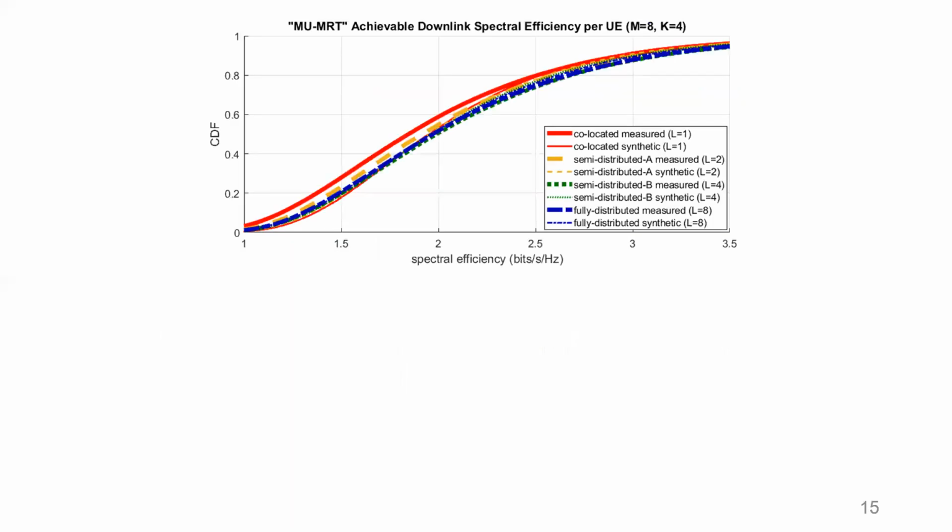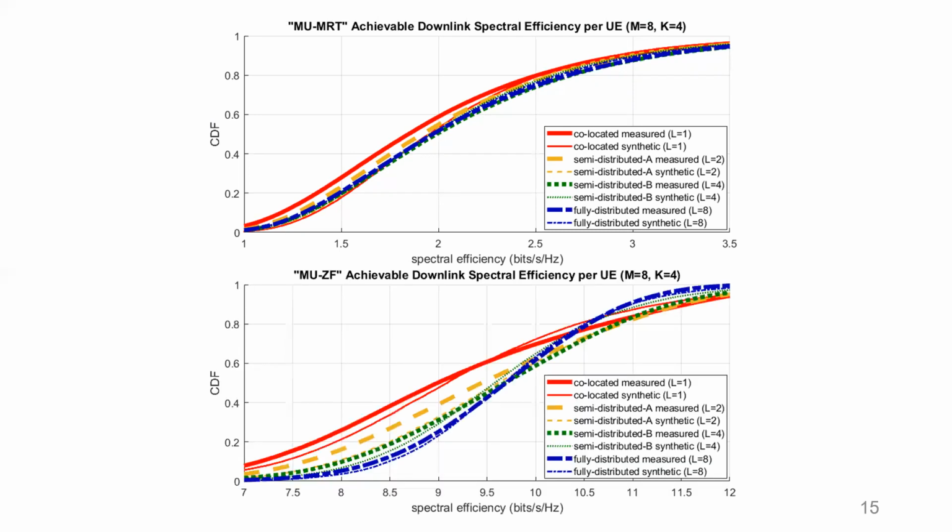Here are the CDFs of the spectral efficiency per UE in both the measured and the simulated scenarios, where the total number of base station antennas M is equal to 8 and the total number of UEs K is equal to 4. When we are using the MRT, it is hard to see much distinction between the different antenna distributions. Also, the performances are not good due to having a high interference term. However, the differences in performance are much more evident, and the performance improves drastically in the zero forcing cases.